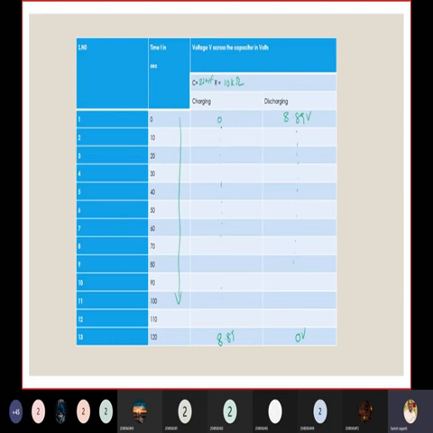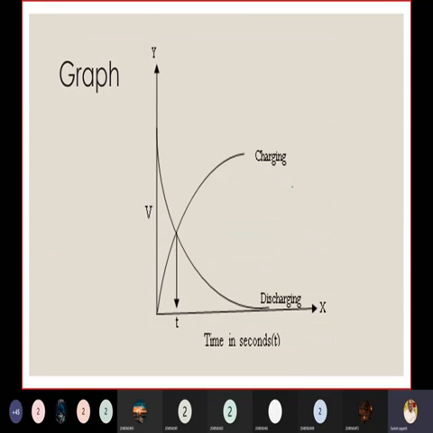From 0 to 8.89 volts, how much time is it taking to charge? From the fullest charge, how is it going to discharge? These are the issues we want to see, and then we draw a graph, time versus voltage. Time versus voltage graphs we will draw, and the intersecting point of these two, the charging and discharging graphs, will give you the time constant.